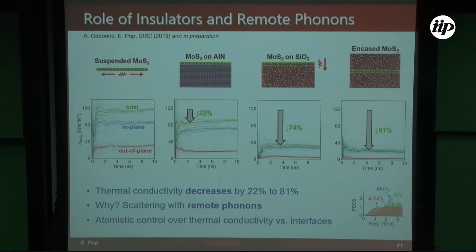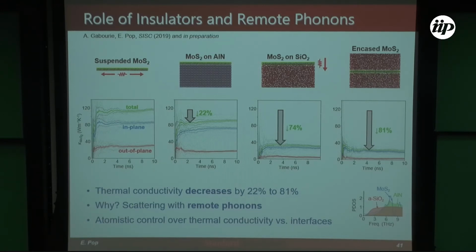The physics, I asked Alex, I said, Alex, just give me the straight answer. What's the physics? And he said, the physics is scattering with remote phonons. So if you look, I apologize, this is a tiny plot, at the density of states for the phonons, amorphous SiO2 just happens to have a lot of phonon modes right in a regime where MoS2 likes to scatter. It also has lower energy phonon modes. And so these things like to couple. And so that means that the thermal conductivity of MoS2 probably will suffer on SiO2. But the good news is that on aluminum nitride, it's actually not that bad.